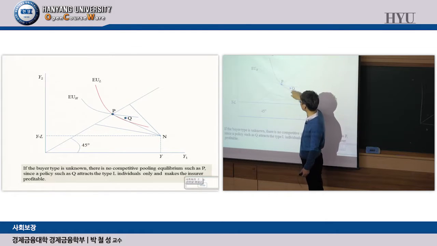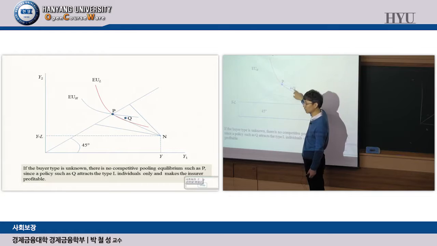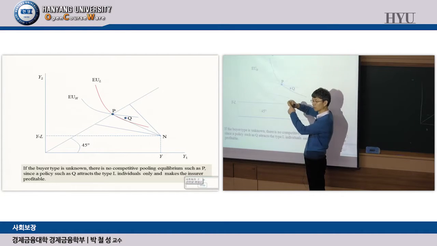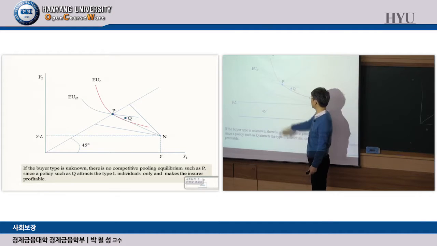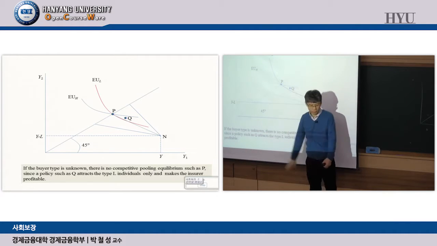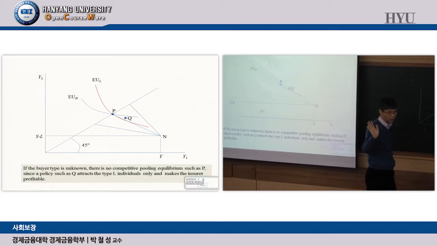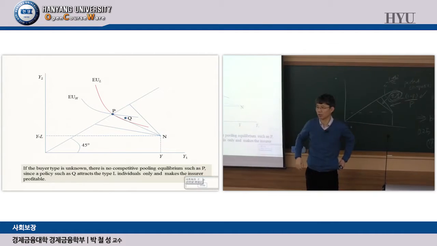So when you draw a diagram, there is always a region like this, because if they cross each other, then there is always an in-between region. Now let's think of P. The question here is whether P is an equilibrium.